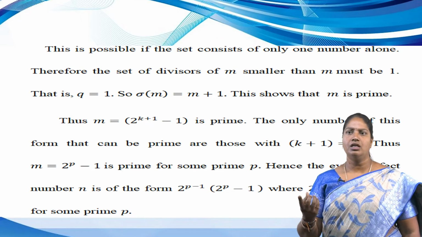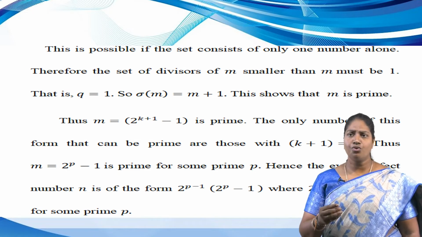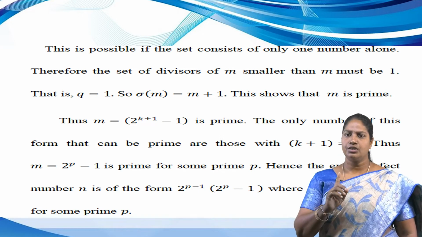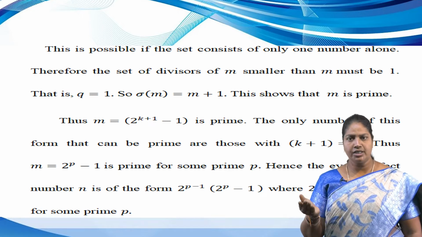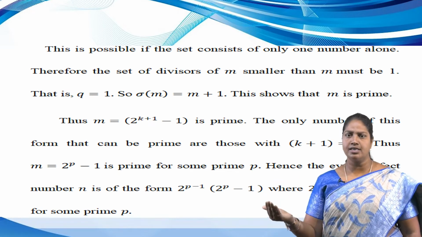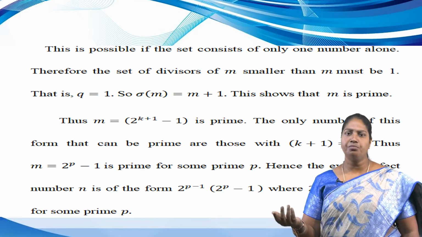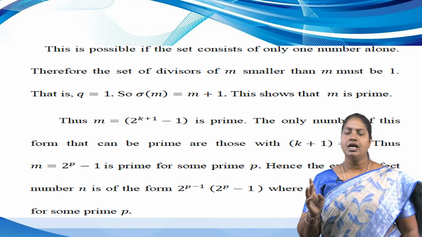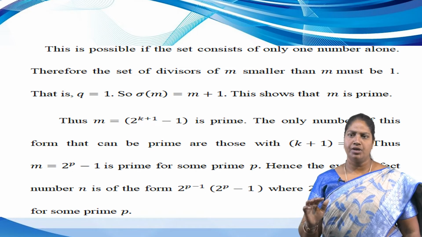This is possible only if the set consists of one number alone. Therefore, the set of divisors of m smaller than m must be just 1. So, in this case, q should be equal to 1. So, sigma of m is equal to m plus q, which gives m plus 1. This shows that m is prime, because prime numbers only have two divisors, 1 and m, and the sum will be m plus 1. So, m should be a prime number.